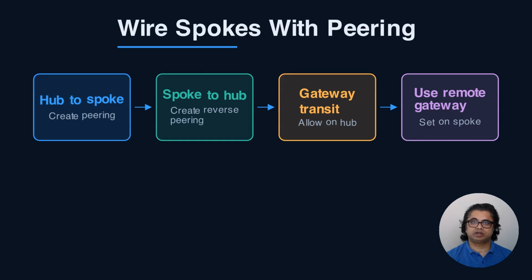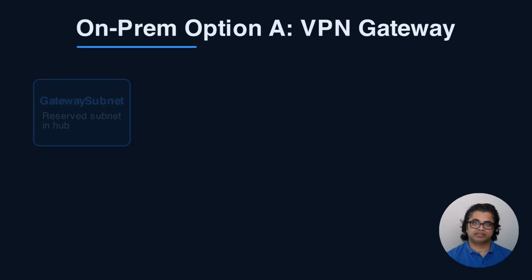Critically, enable allow gateway transit on the hub side and use remote gateways on the spoke side. That lets the spokes reach on-prem through the hub's gateway later, without each spoke running its own. You pay only for inbound and outbound data across the peering, typically around 1 cent per gigabyte each way, but check current pricing. Now connect the data center.